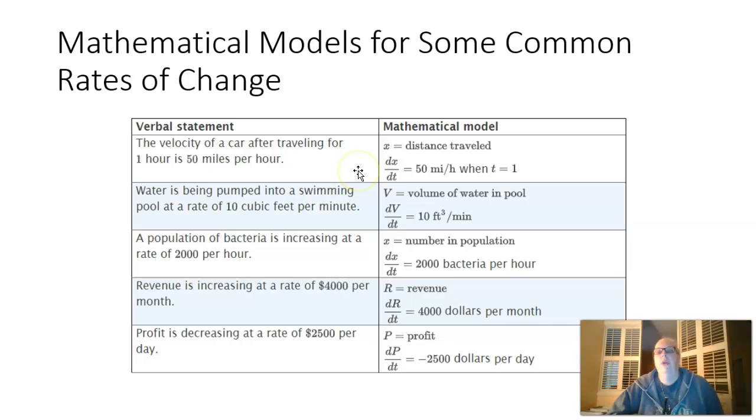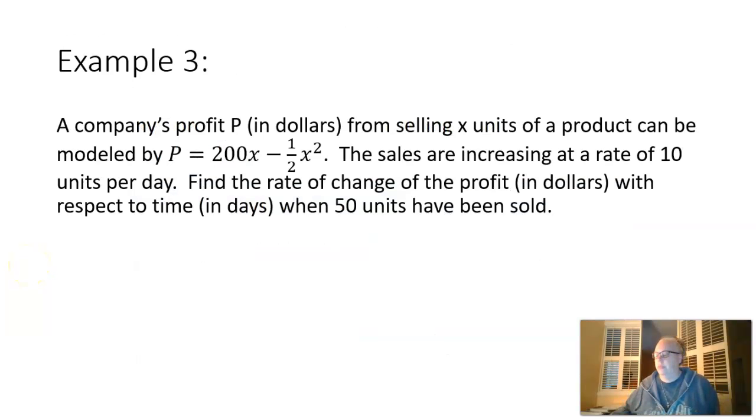This particular chart is given to you in your textbook. It is on page 153, but I just went ahead and copied it over here in case you need some of the models for some of your common rates of change. Here they are. Okay, and then we can move on here to example 3.